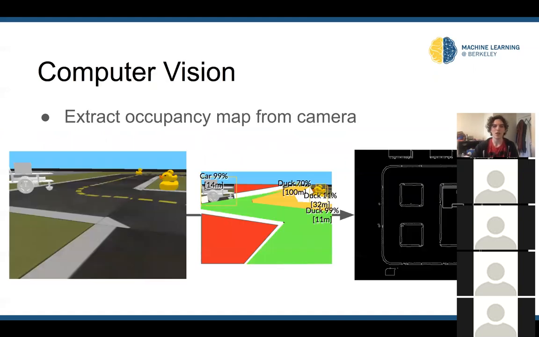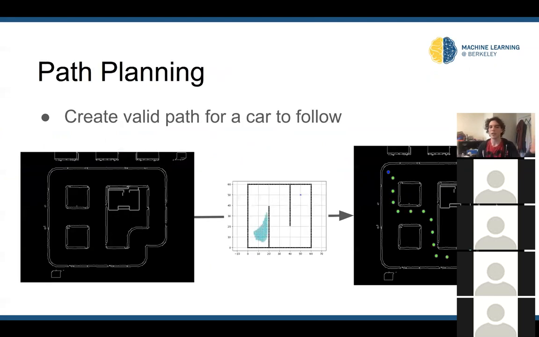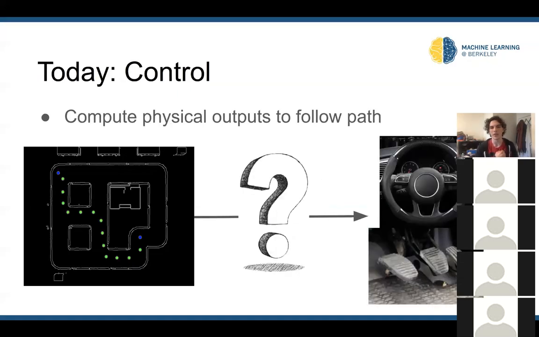And we've seen how we can use computer vision to extract an occupancy map from our view through the camera, and how we can use path planning to take that occupancy map and generate a trajectory of points that we should follow in order to get from point A to point B. So today, we're going to be talking about control theory. Given this list of points, how do we follow them? What should we actually set the steering wheel to? What should we press the pedals at? What should be the physical outputs that would follow our path?